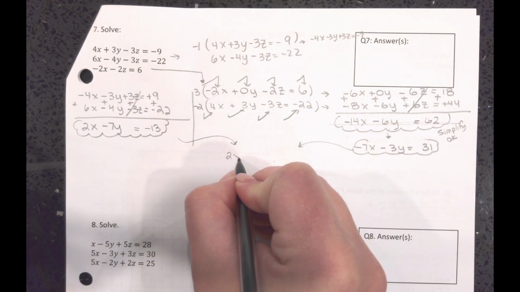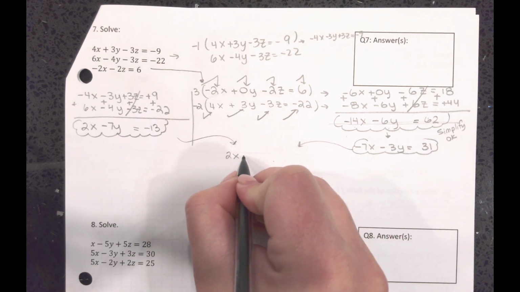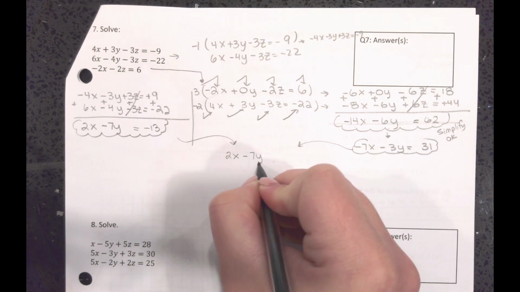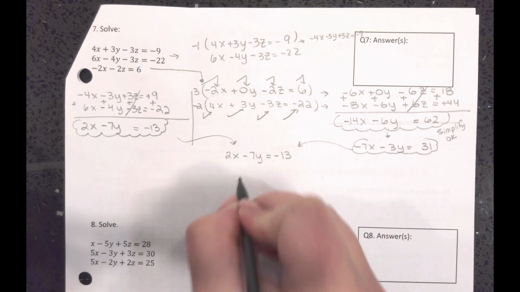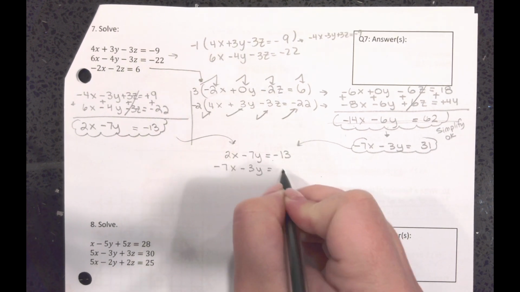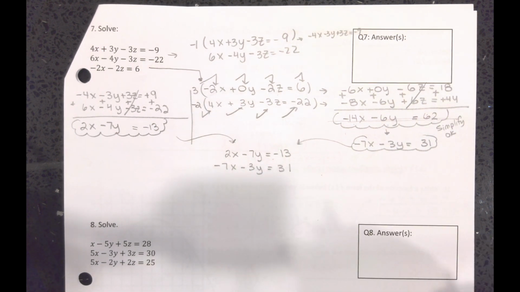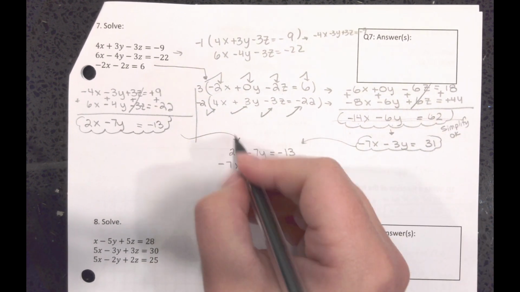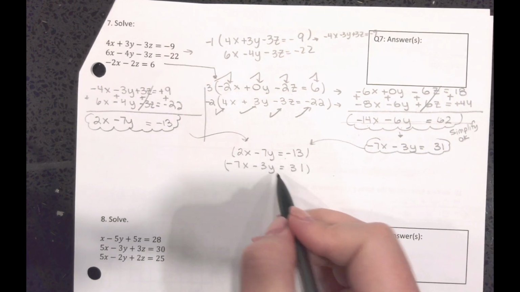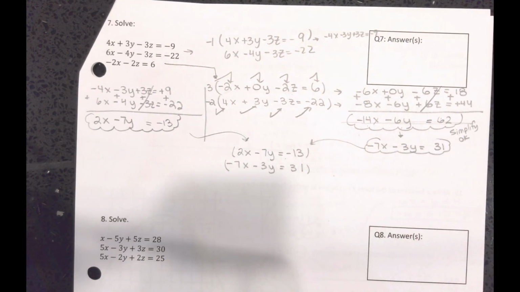For a quick second, I got excited about those 7's, but those 7's are kind of not going to help me because I have 2x minus 7y is equal to -13 and -7x minus 3y is equal to 31. So definitely didn't help me, but it did get me excited for just a second here. All right, so do we want to get rid of the x's or do we want to get rid of the y's?